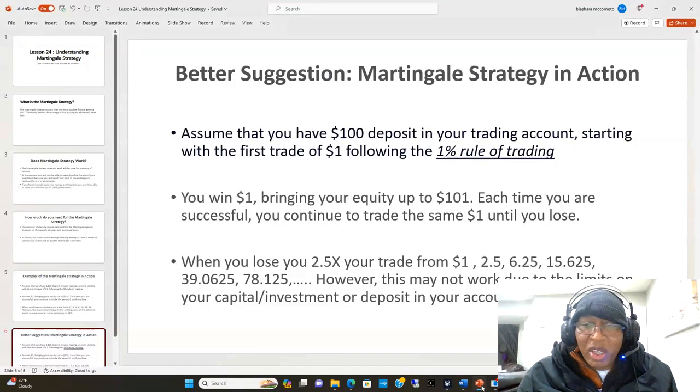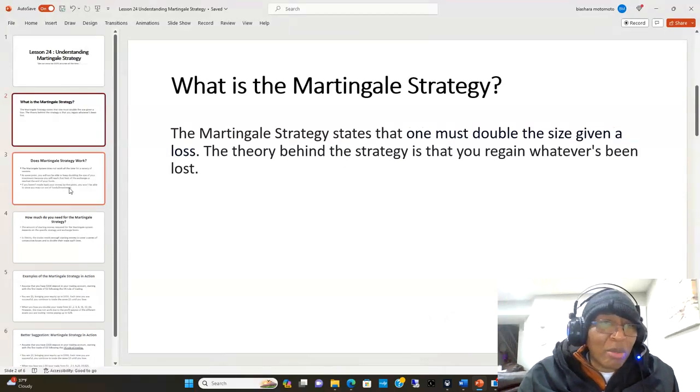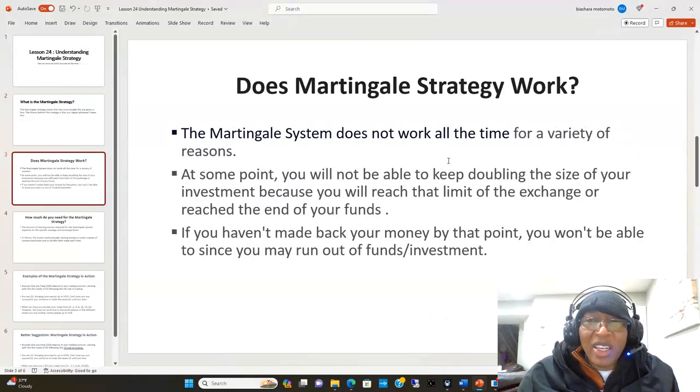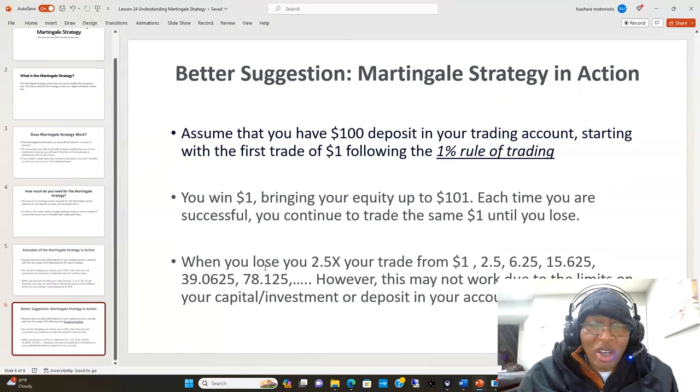Okay, see, some of the trainings we have are something like this. You understand the martingale strategy, guys? This is where you double the size given a loss. So anytime you lose, you're going to double your size. But if you do that here, you're still going to be losing because the assets are not paying 100%. They're paying 92%. So the best way to do it is to go with this strategy here. When you lose, you multiply your trade by 2.5x. So from $1 to 2.5 to 6.25 to 15.625.